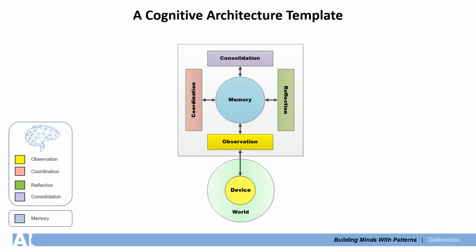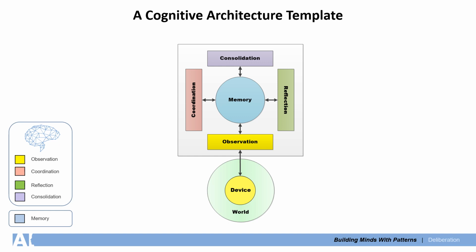We now present a generic cognitive architecture template. In essence, a cognitive architecture is a blueprint for an artificial mind. Here we see areas for observation, coordination, reflection, and consolidation, as well as the device situated in the world. In this template, we can see a device situated in a real or virtual world. This device communicates with a cognitive system through observation components, which store input from the device into the system's memory. The observation components are also responsible for communicating with the device's actuators, which perform actions in the world.